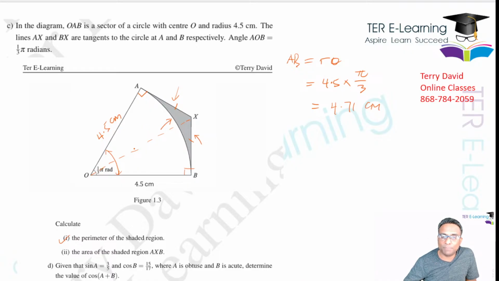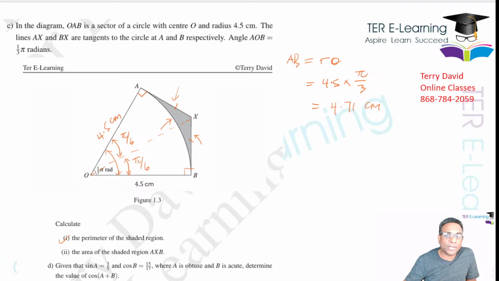Now, if you draw that dashed line there, what you're doing is dividing the angle into two equal parts. So pi over 3, if you divide it by 2, this angle here is now pi on 6, and this angle here is also pi on 6. So you're dividing that angle into two equal parts. So what I'm going to do now is use trigonometry in order to work out AX.